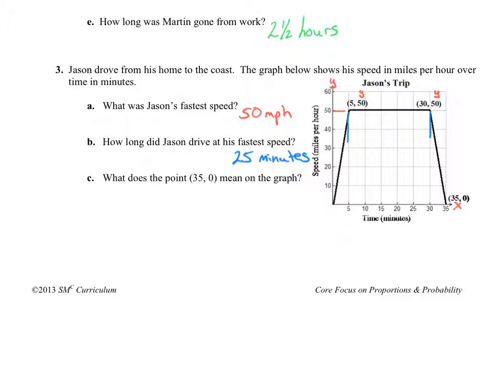Question C says, what does the point 35,0 mean on the graph? What it means is Jason started from home, he left on his travels, he went down the road, and he traveled for 25 minutes at 50 miles an hour. Then he slowed gradually down and got to the coast.